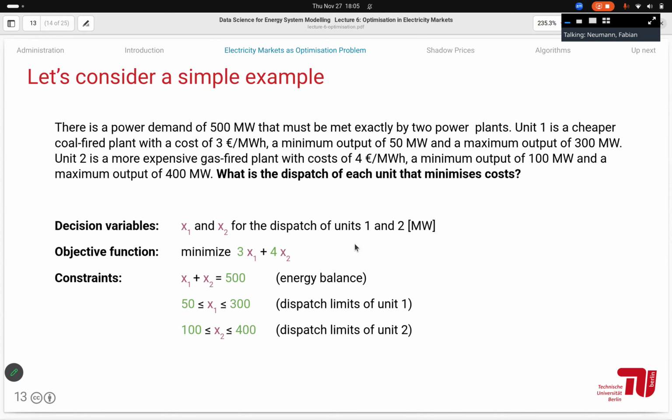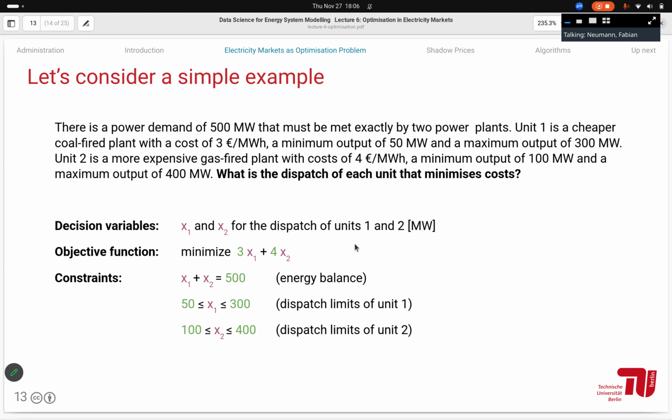So we can do this simple example here, another small optimization model that we can solve graphically. Here we have a demand of 500 megawatts and 2 power plants. We have one unit that is a bit cheaper with a cost of 3 euros per megawatt hour and a minimum output of 50 megawatts and a maximum output of 300 megawatts. And unit 2 is a more expensive gas-fired plant with a cost of 4 euros per megawatt hour, a minimum output of 100 and a maximum output of 400 megawatts.